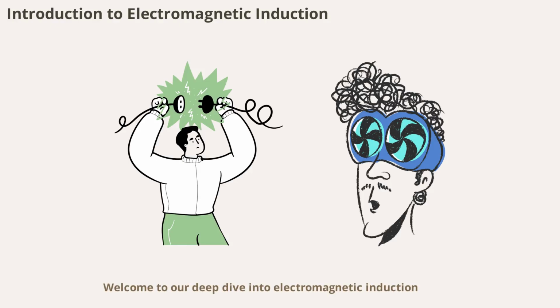Welcome to our deep dive into electromagnetic induction, a cornerstone of modern physics and technology. In this chapter, we'll explore the fundamental laws, key concepts, and practical applications that make electromagnetic induction so vital. From the pioneering work of Faraday to the everyday devices powered by these principles, you'll discover how changing magnetic fields can create electric currents, and why this phenomenon is at the heart of generators, transformers, and more.